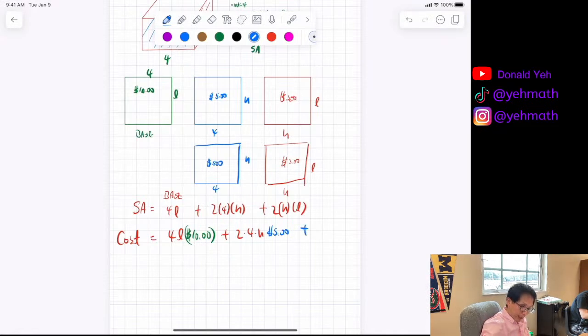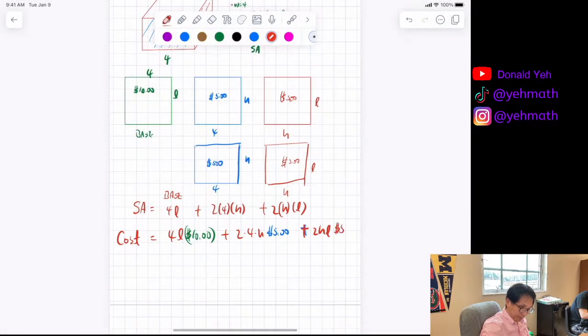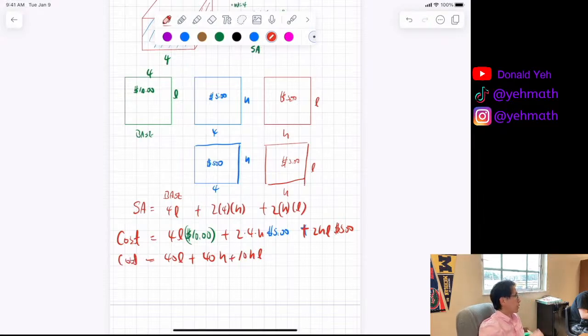Okay, so here I'm gonna do 2HL, but it's gonna be $5 as well. So that's gonna be $5 as well. So I'm gonna get 40L plus 40H, right? 8 times 5 is 40H. And a plus 10HL. And that's cost. This is what we're trying to maximize.